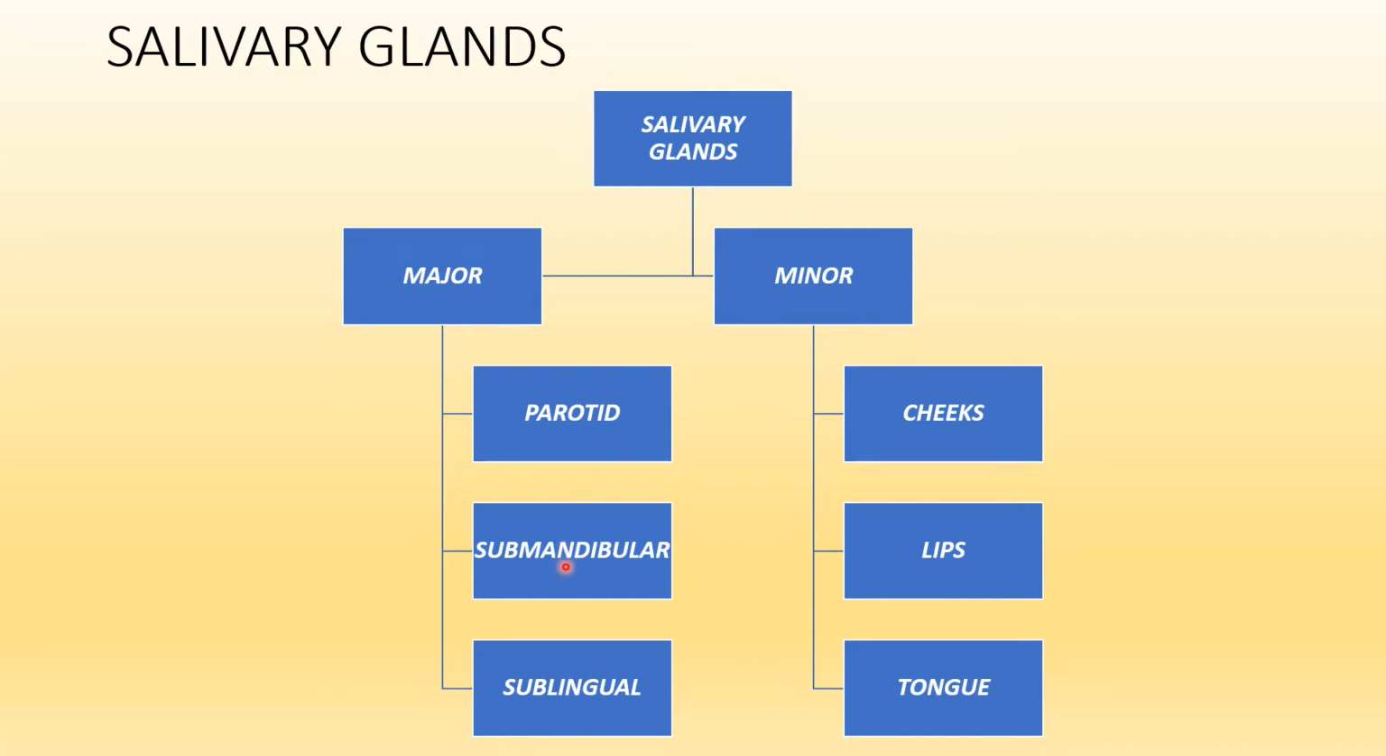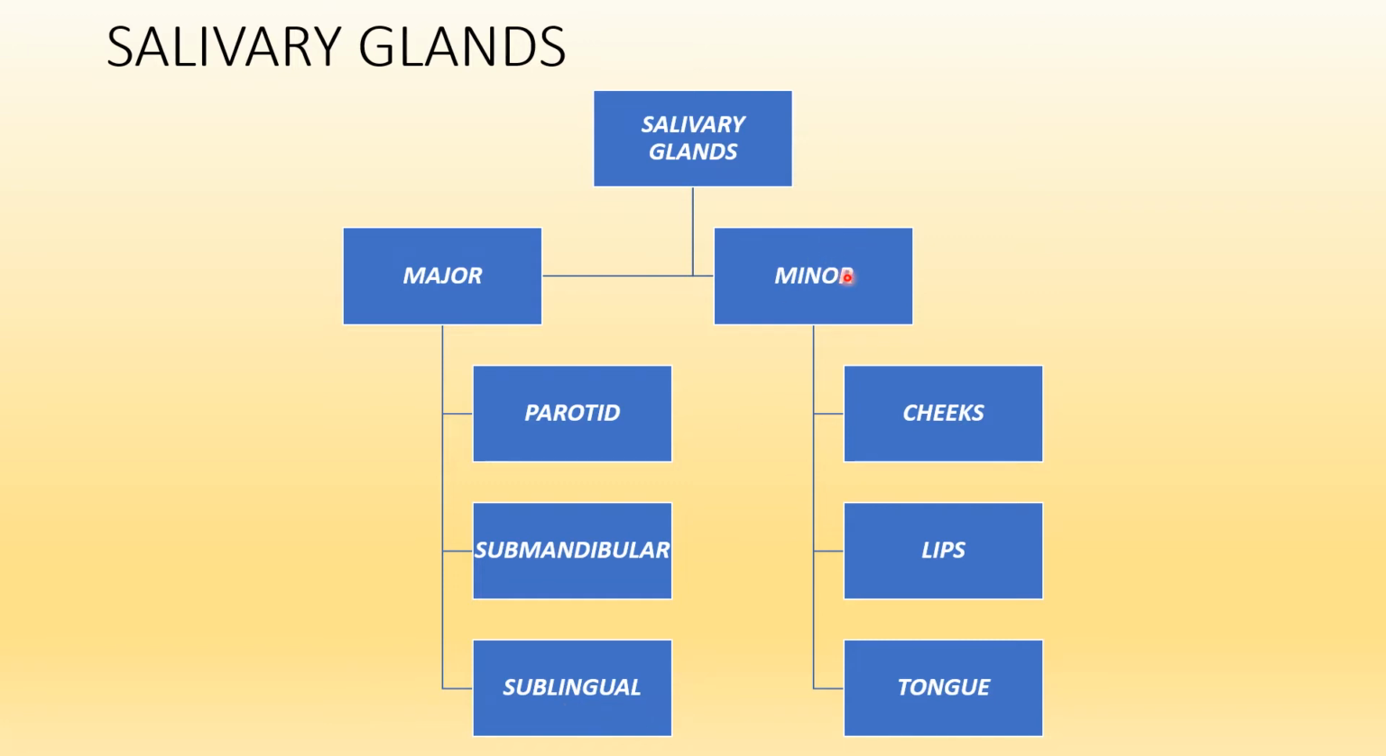And coming to the submandibular gland, it is located at the floor of the mouth, and it's the second largest salivary gland. This finally drains into the Wharton's duct. And the third one is the smaller salivary gland, the sublingual salivary gland, which is also located at the floor of the mouth. Finally, it drains into the Wharton's duct.